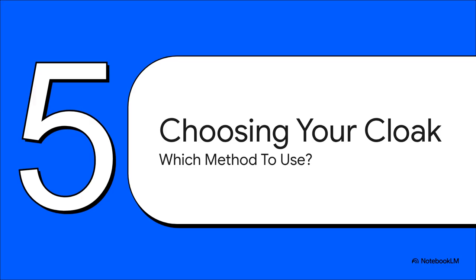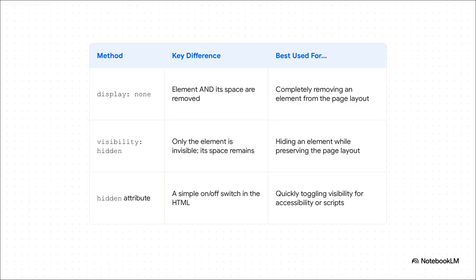All right, so with 3 different invisibility cloaks to choose from, how in the world do you know which one to use? Let's put this all together in a quick little cheat sheet to make the choice totally crystal clear. So here's the deal. If you want an element and its space to completely vanish, and you want the layout to rearrange itself, display none is your tool. No question. If you need to hide an element but keep the layout perfectly stable by saving its spot, you want visibility hidden. And if you just need a simple on-off switch, especially when you plan to control it with JavaScript, then that HTML hidden attribute is your best bet.